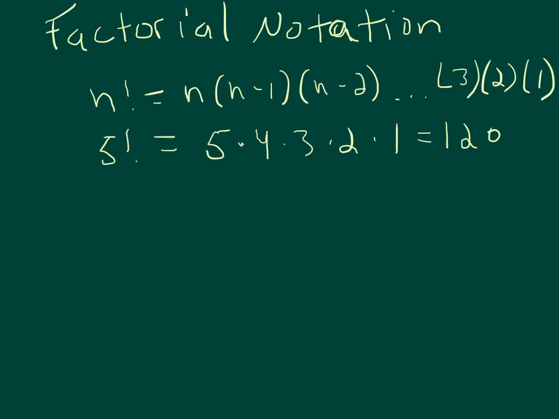Now, there is one thing about factorial. 0 factorial is equal to 1 always. So let's look at our example 2. And it says, write the first 4 terms of a sequence whose nth term is a sub n equals 2 to the n over n minus 1 factorial.